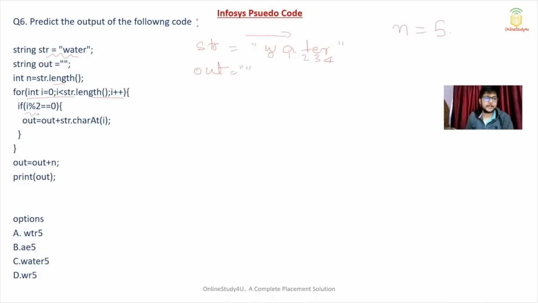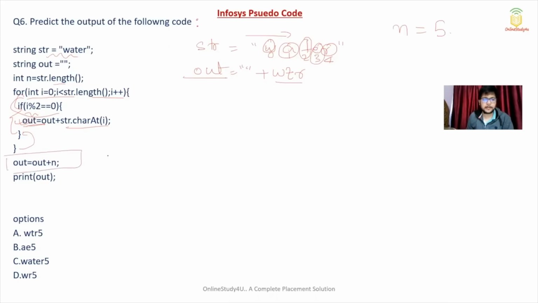And I'm checking if the index i mod 2 is even. What are the even indexes? 0, 2, and 4. If they are even, I'm saying out is equal to out plus charAt(i). So basically I'm just concatenating here. First it will concatenate W, then it will concatenate T, then it will concatenate R, right? This concatenation is happening only when it is even. So only WTR will be added in out, and then the loop ends. There will be no operation when index i is odd.